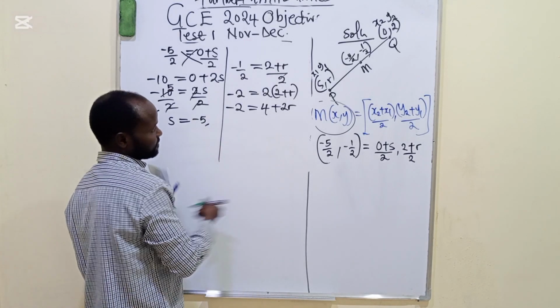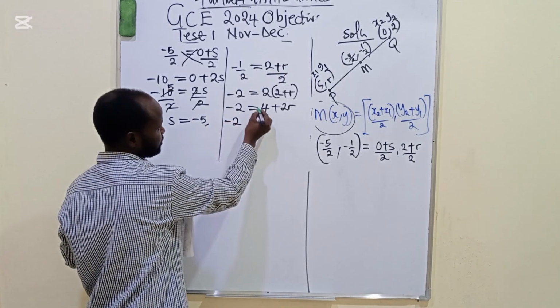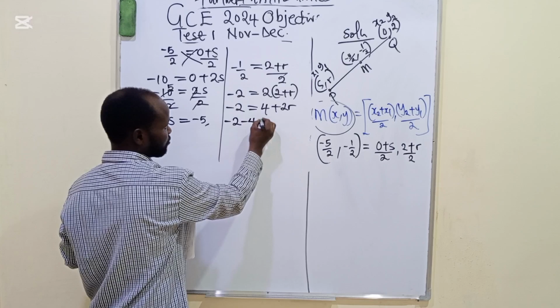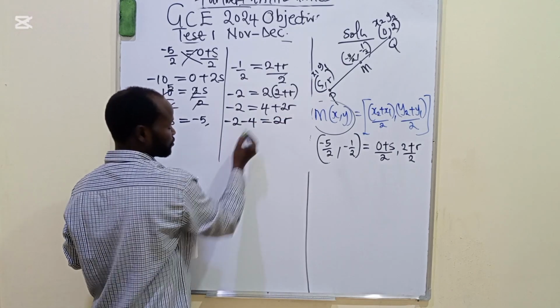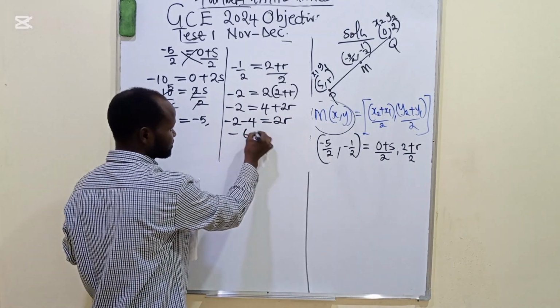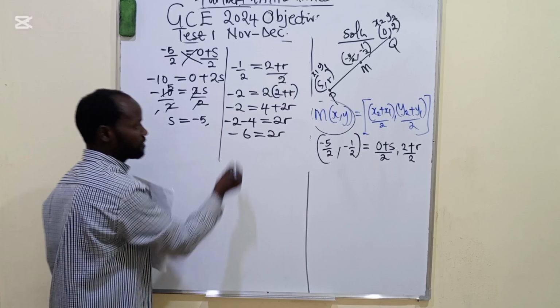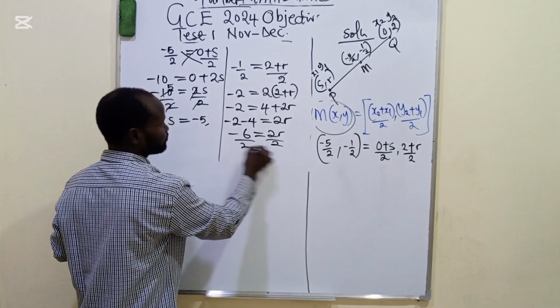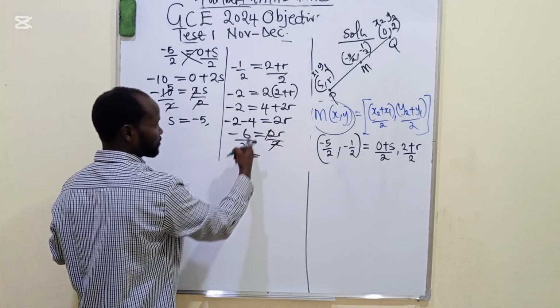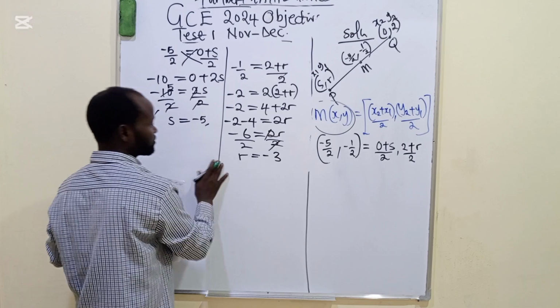Let's collect the terms. We have minus 2. This plus 4 crossing will be minus 4 will be equals to 2r. Minus 2 minus 4, that will be minus 6 will be equals to 2r. Let's divide both sides by 2. r now will be minus 6 divided by 2 will be minus 3.